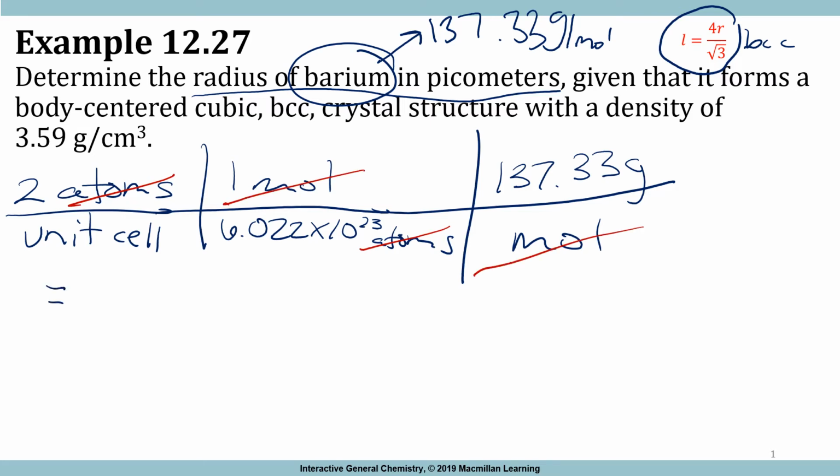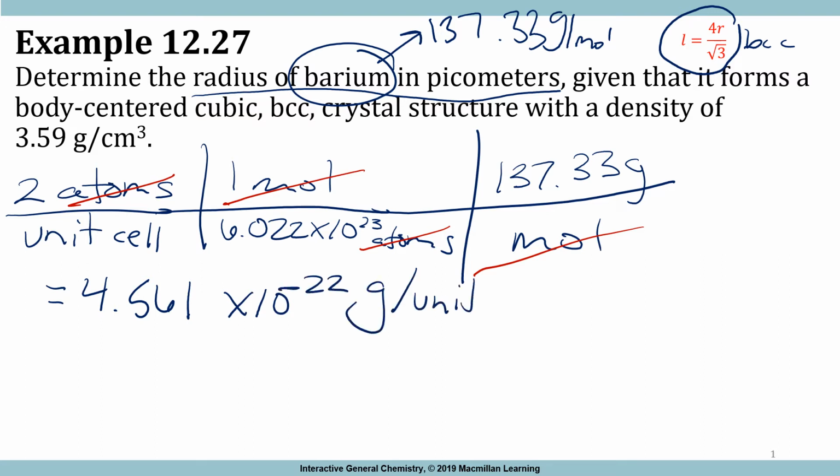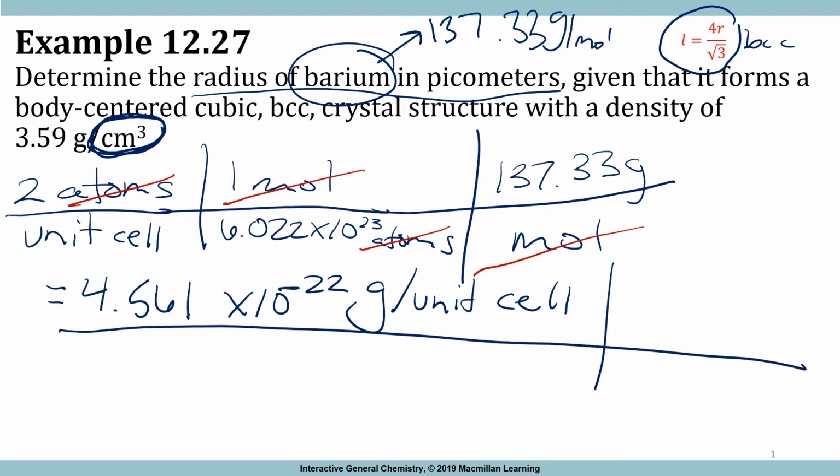So I'm left with 4.561 times 10 to the negative 22 grams per unit cell. I'm trying to get to centimeters cubed by itself because that's what I need to use to figure out the radius by itself. So I can cancel out the grams because I want grams on the bottom. I'm going to put the density, I'm going to reverse it. I'm going to invert it and put 3.59 on the bottom.